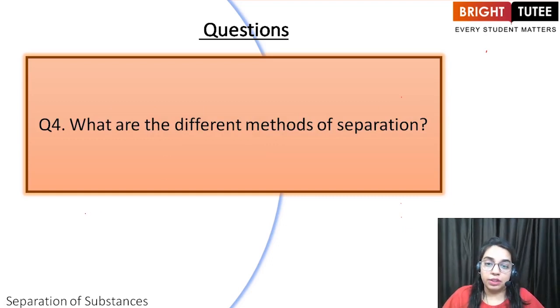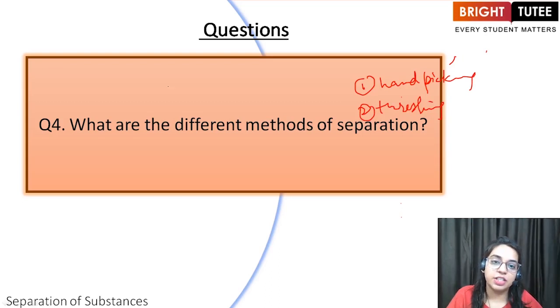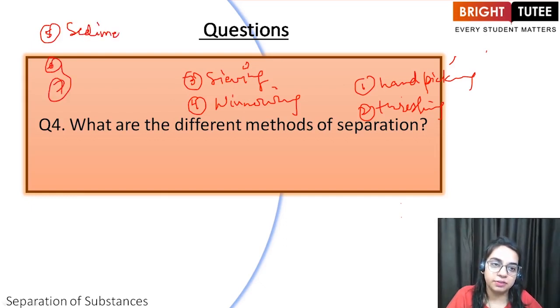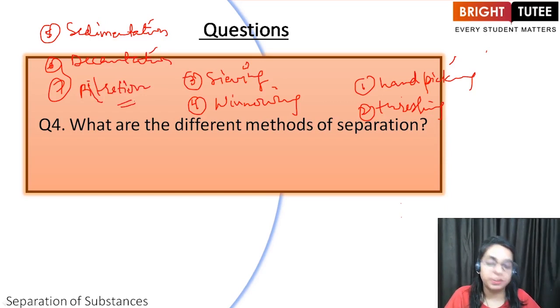Okay. Then children, what are the different methods of separation that we have studied up till now? So children, we studied first about hand picking, then we did threshing. After threshing, we discussed sieving. After sieving, we discussed winnowing. Finally, we discussed the three processes which were sedimentation, decantation and filtration. So these are the methods of separation that we have studied up till now. These are hand picking, threshing, sieving, winnowing, sedimentation, decantation and filtration.